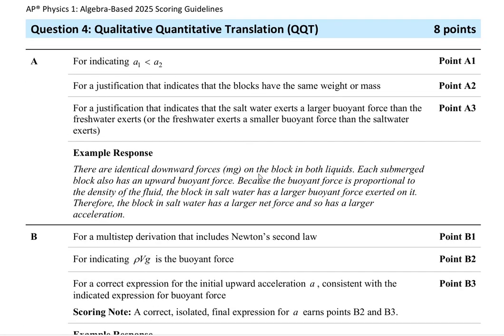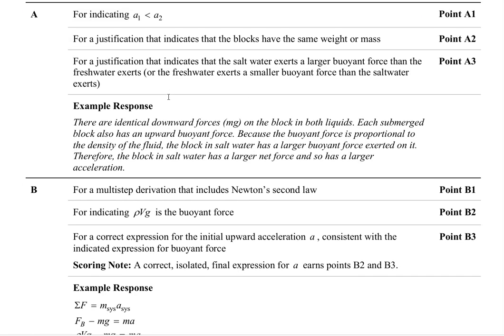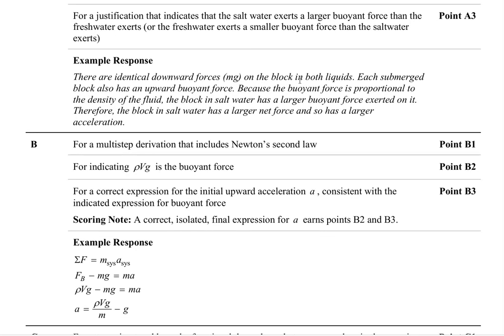All right. Did you indicate that? Did you justify the blocks have the same weight or mass? So there it is. You have to say what's the same. In this case, the force of gravity. Did you say that the salt water exerts a larger buoyant force? Notice this. Or the fresh water exerts a smaller buoyant force. They'll accept either one, which makes me happy because we've been saying we circle one thing and explain the other, but I think they're going to let it go. I'm hoping. So there are identical forces downward.